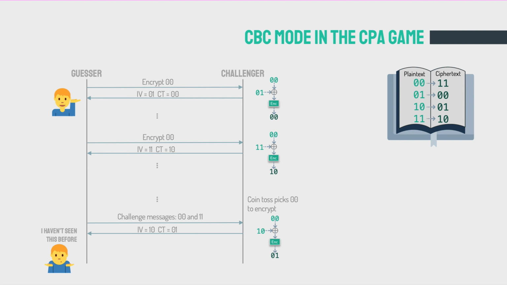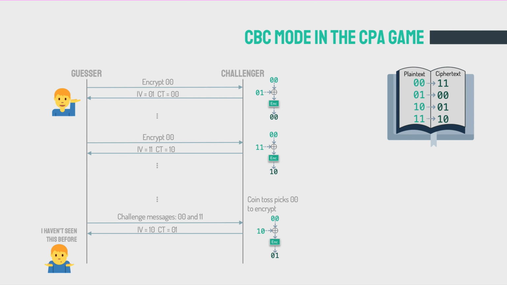That challenge ciphertext is returned to the guesser, and now they're on the hook to guess which message was chosen. But because new initialization vectors were chosen every time, encrypting the plaintext 00 results in different ciphertexts every time, which means the guesser is given a new ciphertext that they haven't seen before, even though they've submitted multiple encryption queries for the plaintext 00 already.